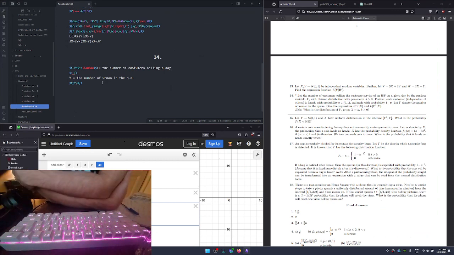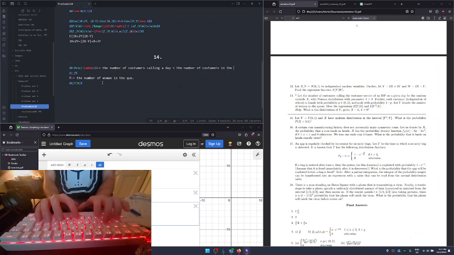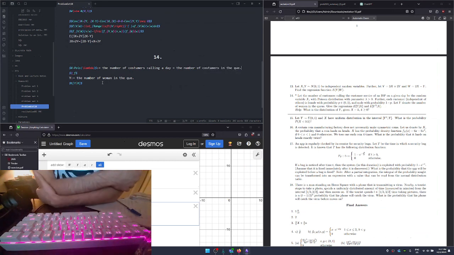The number of women in the queue? So it just tells you the number of customers calling a day, so you know how many customers are in the queue. Given that you know the number of customers in the queue, what is the number of women in the queue?